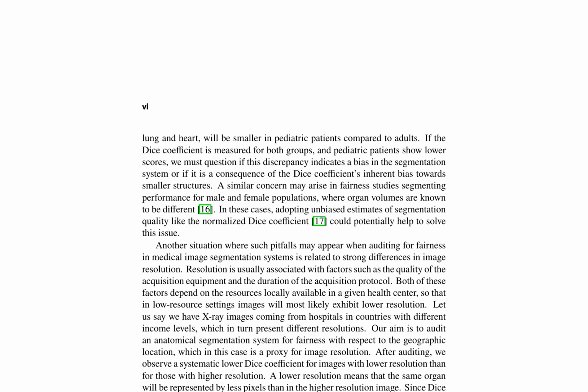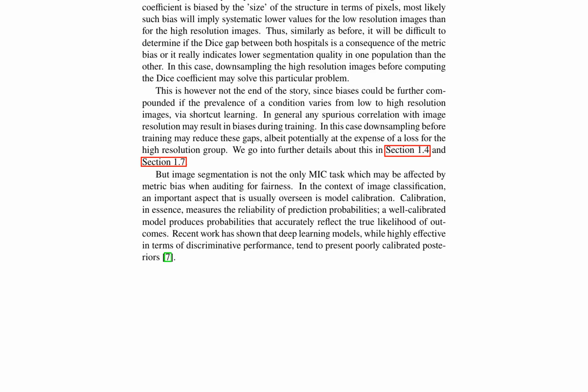The paper suggests adopting unbiased estimates of segmentation quality and addressing differences in image resolution. It also touches on the need for model calibration in image classification tasks. The authors conclude that ensuring fairness in AI systems requires a deep understanding of the complexities involved and a commitment to addressing these challenges through diverse and inclusive development processes.